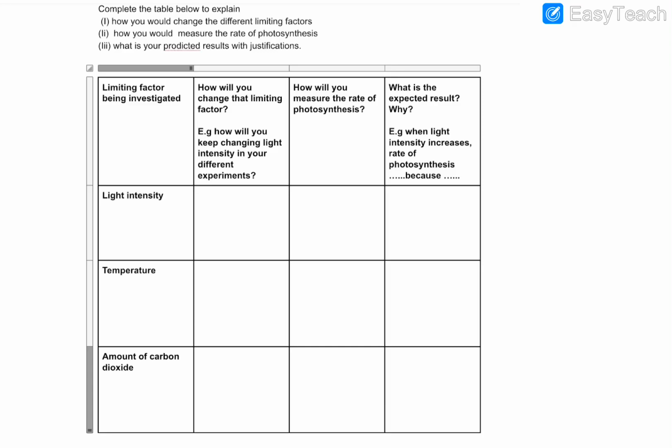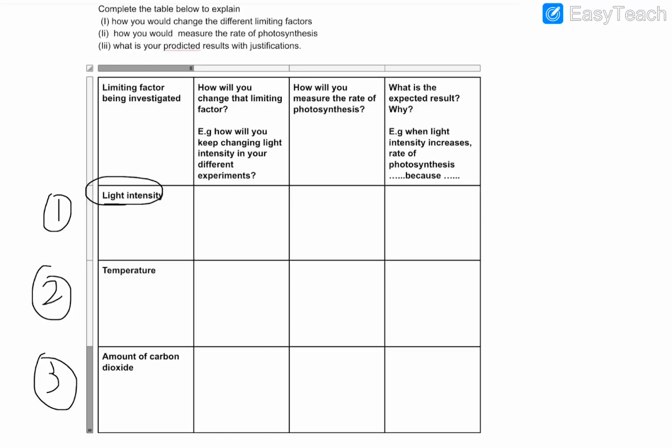So in this task, you were supposed to make as if you're carrying out different experiments. So this would be the first experiment, second experiment, and third experiment independently. In the first experiment, you're going to be changing the light intensity. So that's the first limiting factor being investigated. So you're changing light intensity.